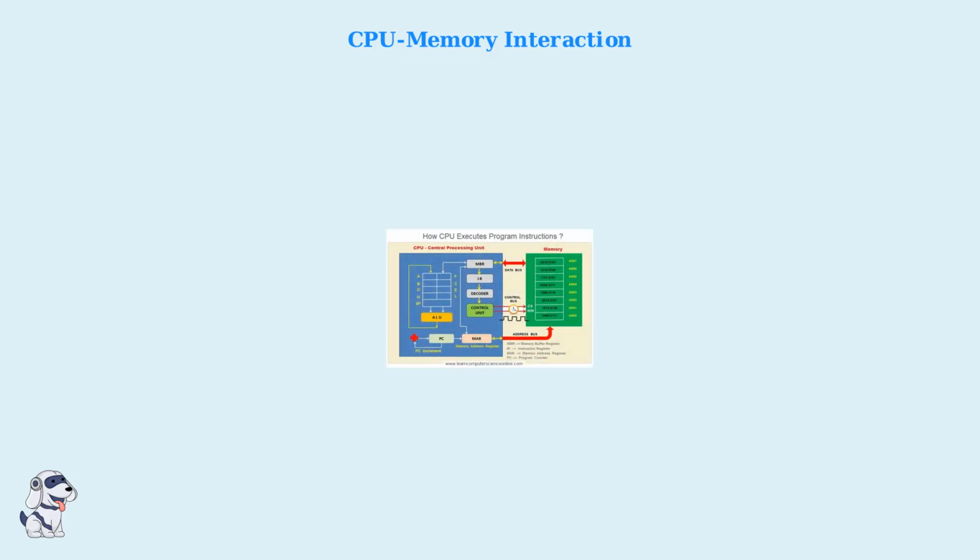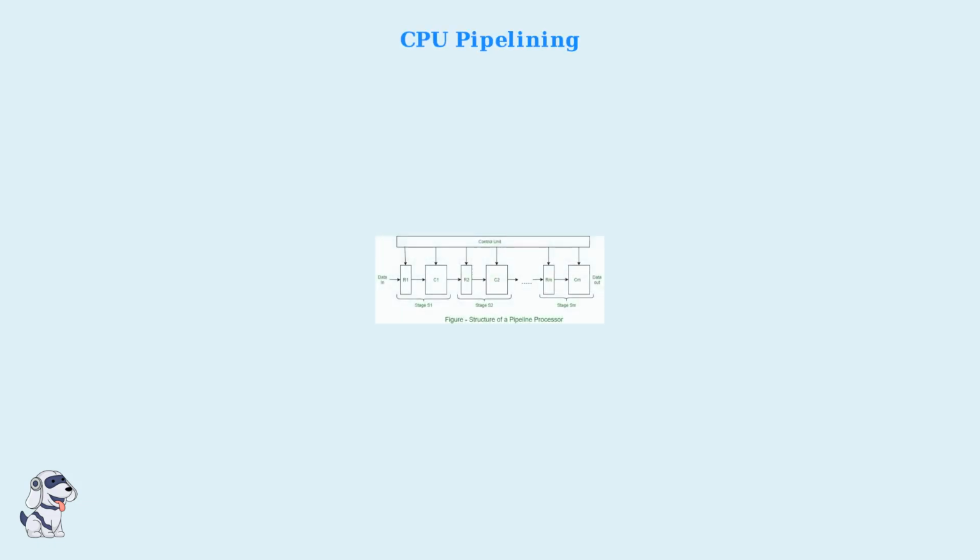To better understand how the CPU communicates with memory, let's look at the interaction between these components. The CPU uses buses to transfer data, addresses, and control signals. Modern CPUs use advanced techniques to improve performance. Pipelining allows multiple instructions to be processed simultaneously in different stages of the execution cycle.